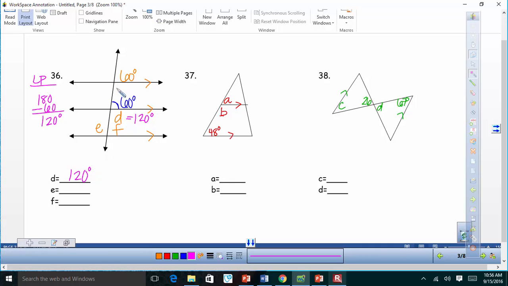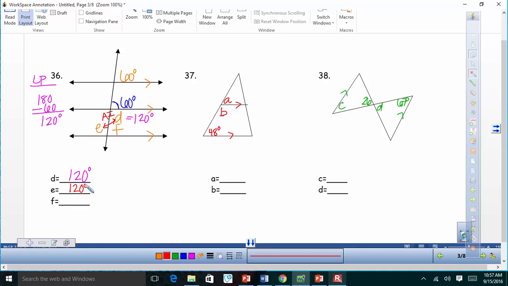Okay, now cover up this top line, and let's just look at these 2 parallel lines cut by the transversal. So if I have 120, what is 120's relationship to E? They are alternate interior. Very good. So alternate interior means what? They're equal or congruent, so that would be 120 as well.